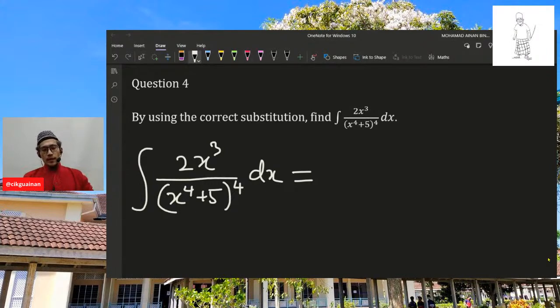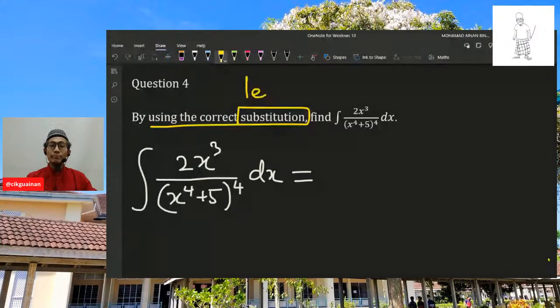So how to do this one? Actually the question gives a clue already: by using the correct substitution. Substitution is what? We let something equal u. For a fraction, we always let u be whatever is inside the denominator. But our denominator has a power, so we always take whatever is inside the bracket as our u.